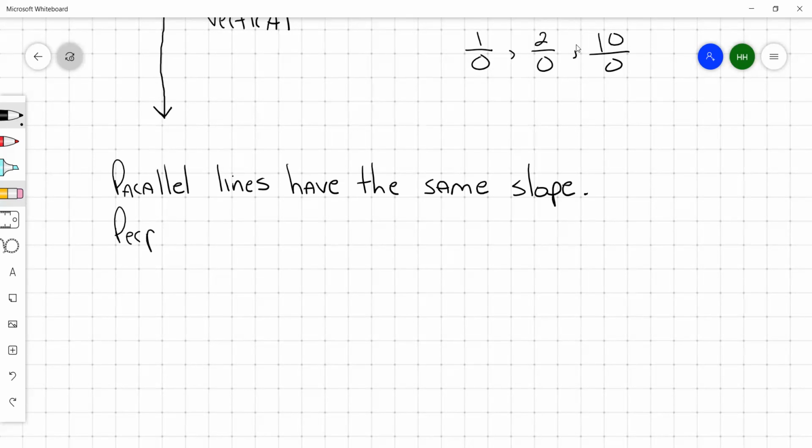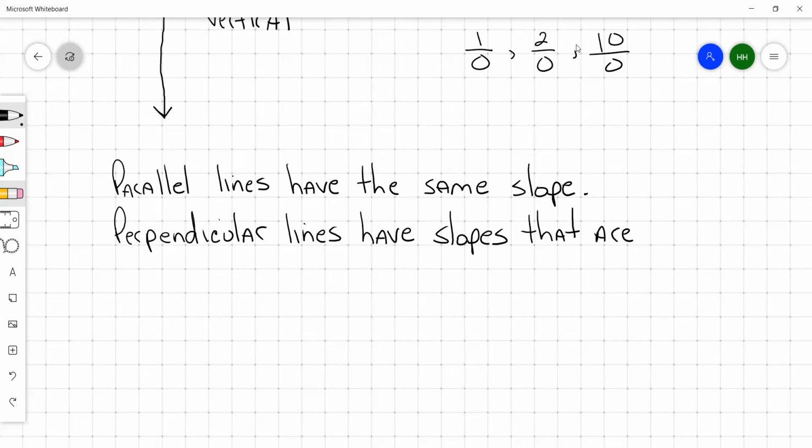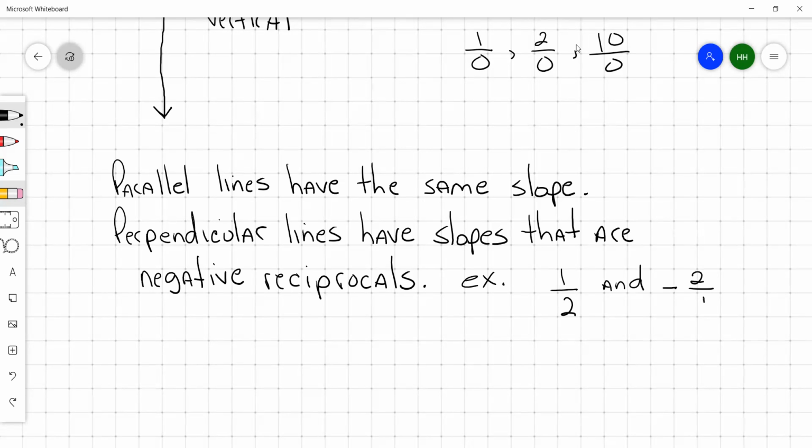Perpendicular lines have slopes that are negative reciprocals. So negative reciprocals would look something like 1/2 and negative 2 over 1. They are negative reciprocals of each other. Negative meaning they have opposite signs. Reciprocals meaning the fraction is flipped.